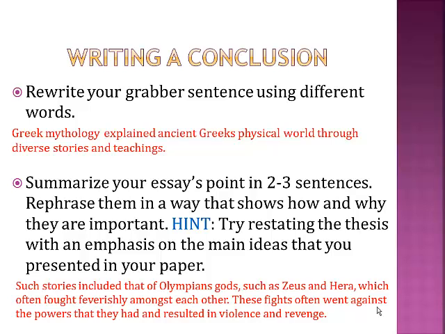Next, you need to summarize your essay's point. What's the main idea in 2 to 3 sentences? Rephrase this point in a way that shows how and why it's important. Here's a hint. You might try restating the thesis with an emphasis on the main idea that you presented in your paper, because you only had one main idea, because we only have a 3-paragraph research report: intro, body paragraph, and then conclusion. So here's what I wrote. Such stories included that of Olympian gods, such as Zeus and Hera, which often fought feverishly amongst each other. These fights often went against the powers that they had and resulted in violence and revenge.